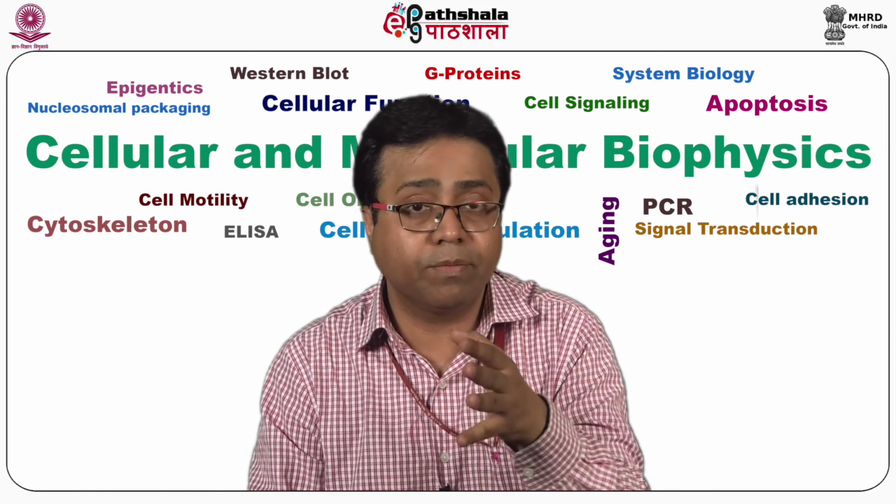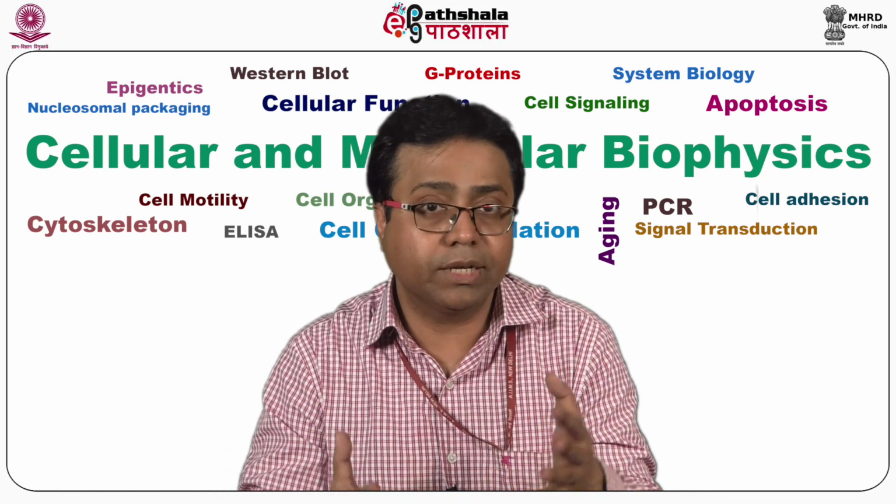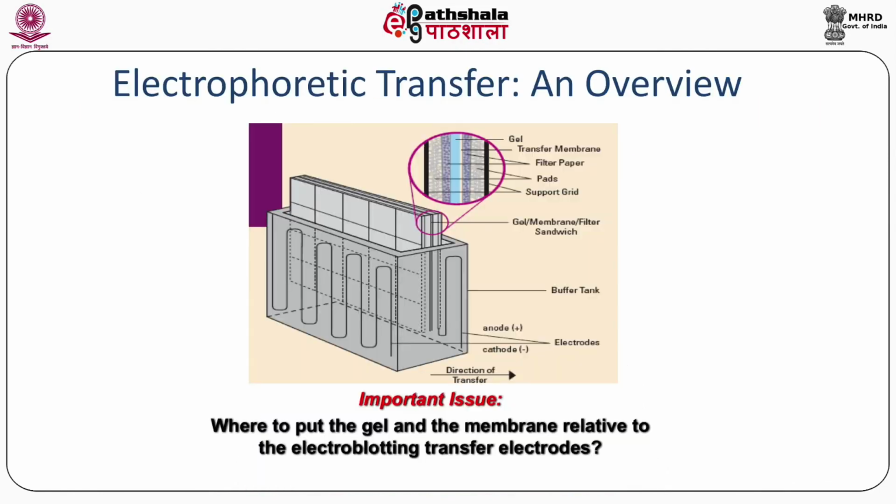But these days we do not have to use P32; we can use many different ways just to detect that hybridization between antigen and antibody. So, this is the chamber of electrophoresis. Again, we are going to skip very fast.